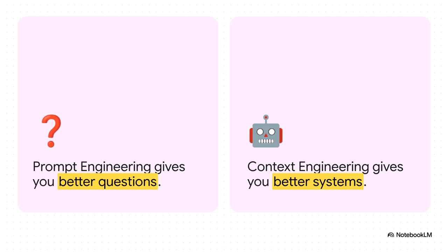And that brings us right back to where we started, that core distinction. Prompt engineering, that gets you better questions. But context engineering, that's how you build better systems. One is about the words you use. The other is about the world you build.